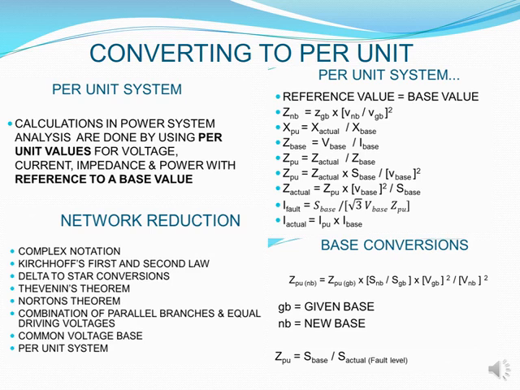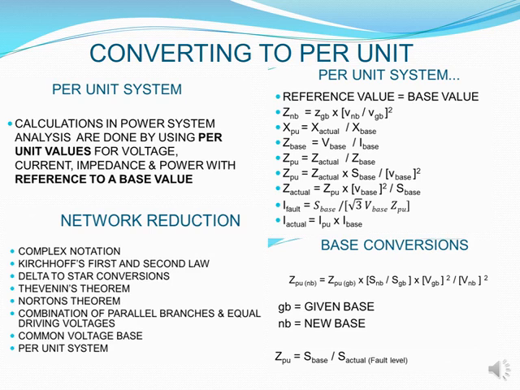Then for our network reduction, we usually have our complex notation. We utilize Kirchhoff's first and second law. We can do a delta to star conversion so that we make our circuit simpler. We then utilize Thevenin's theorem, where we are simplifying or reducing the circuit. We've got Norton's theorem. We've got a combination of your parallel branches and equal driving voltages. You have your common voltage base that we need to put in, and then that basically gives us a summation of what our per unit system would look like.